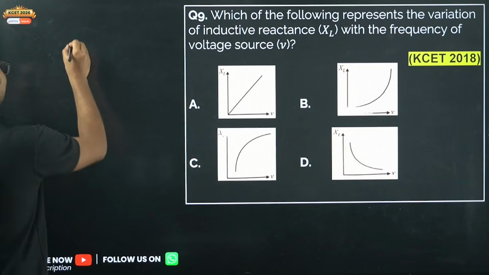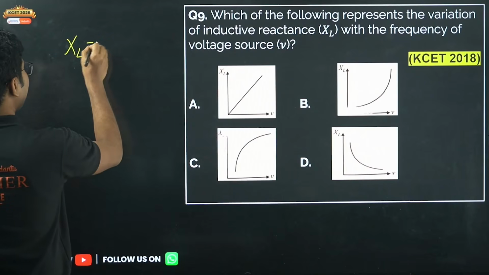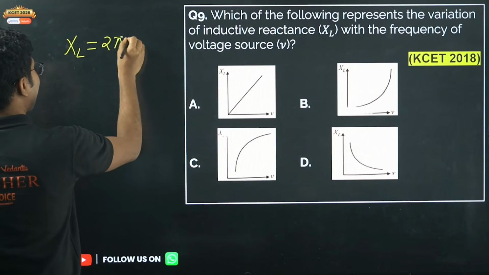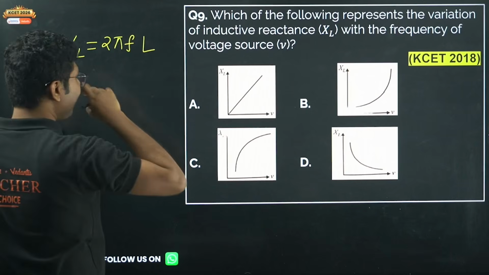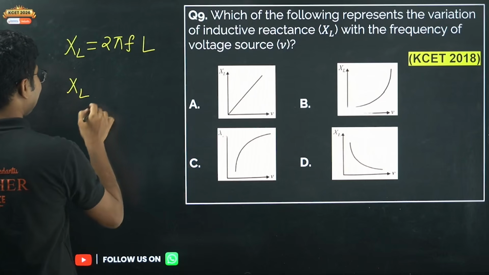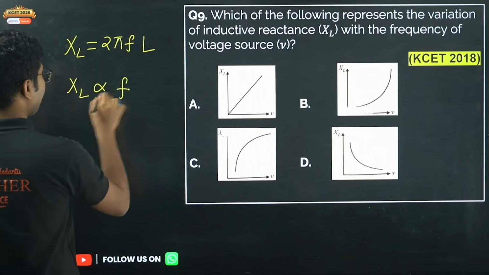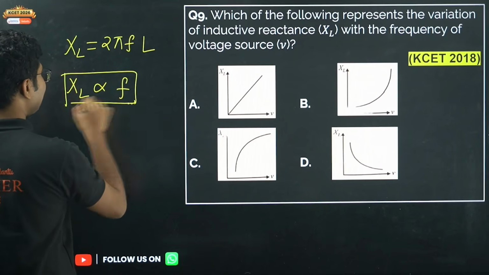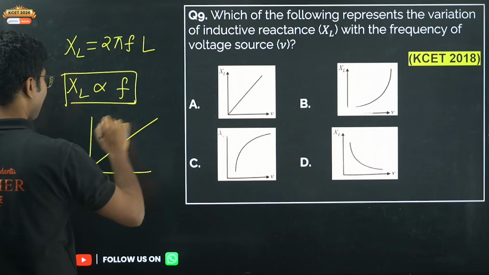Inductive reactance XL is given by 2 pi F into L. So we can say that inductive reactance XL is directly proportional to frequency F. That means it's a straight line passing through the origin.